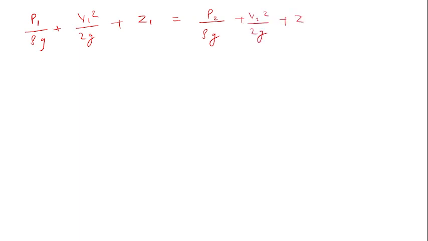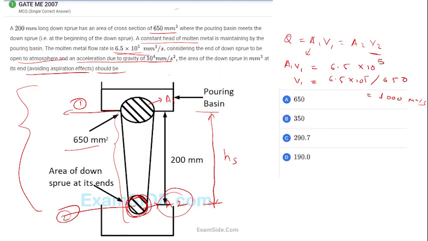Simple. Firstly, you write P1 by rho g plus V1 square by 2g plus Z1 is equal to P2 by rho g plus V2 square by 2g plus Z2. Okay. Now, in the question, it is given that there is no aspiration effect.